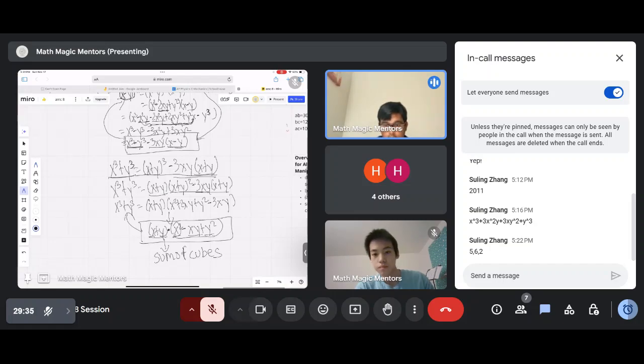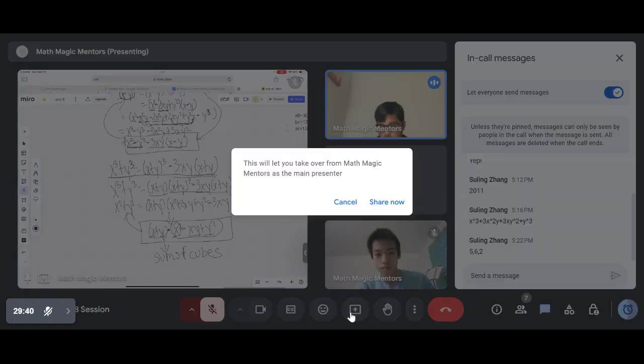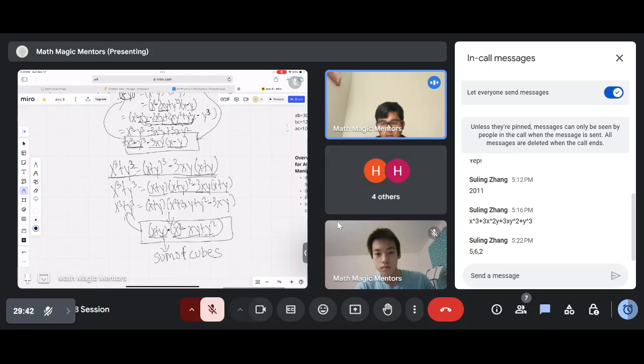And so with that, I'm going to hand it over to Daniel, who will go over the sum and difference of two cubes, and then move on to quadratics.